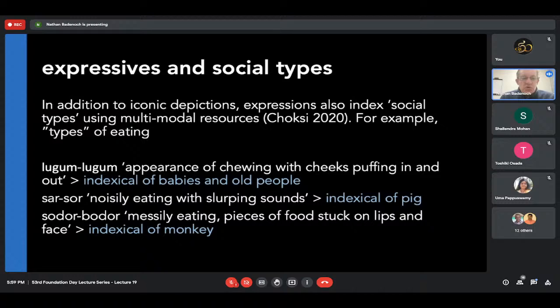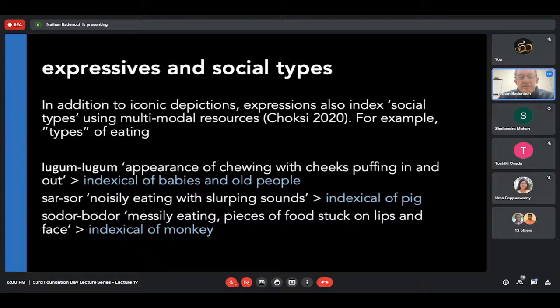Sarsor, which we defined as noisily eating with slurping sounds, since we were in Japan at the time, she commented on, this is the way the Japanese people eat their ramen, eat their noodles, with a lot of sound, a lot of slurping, and often with the head going up and down. And as we discussed this, it turned out that this is sort of indexical of the way a pig eats.